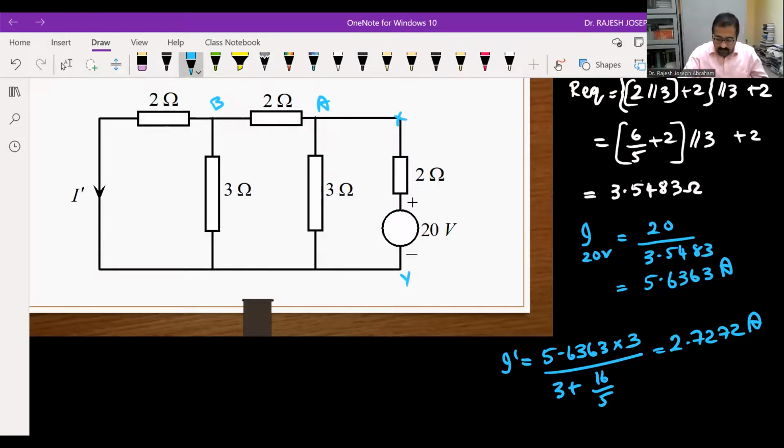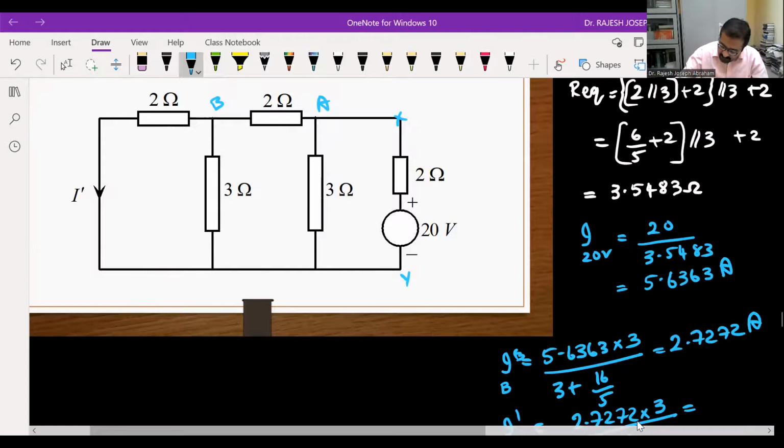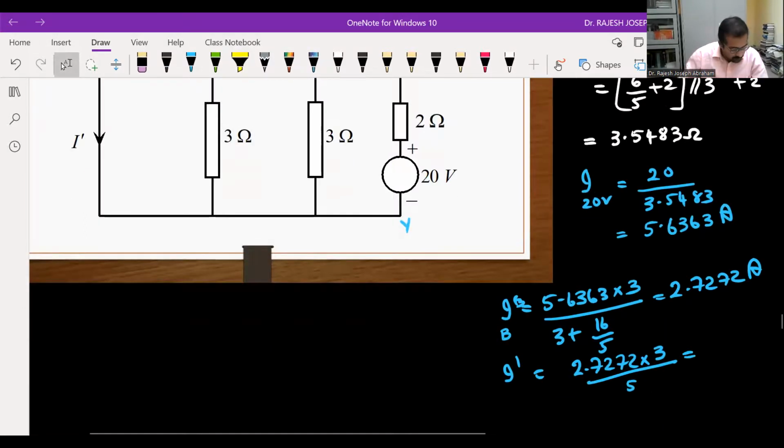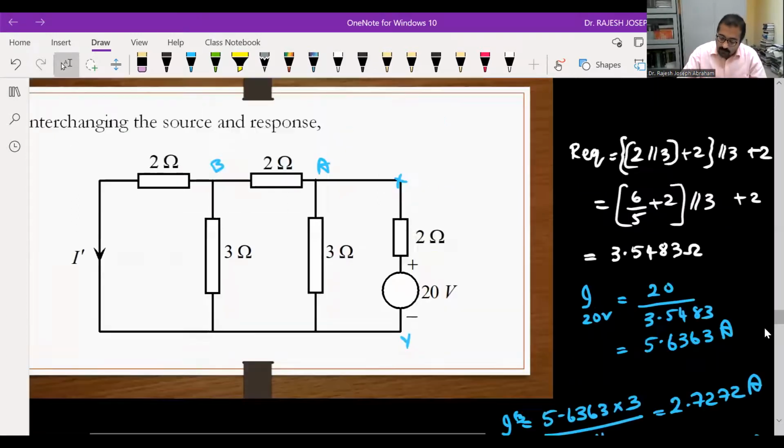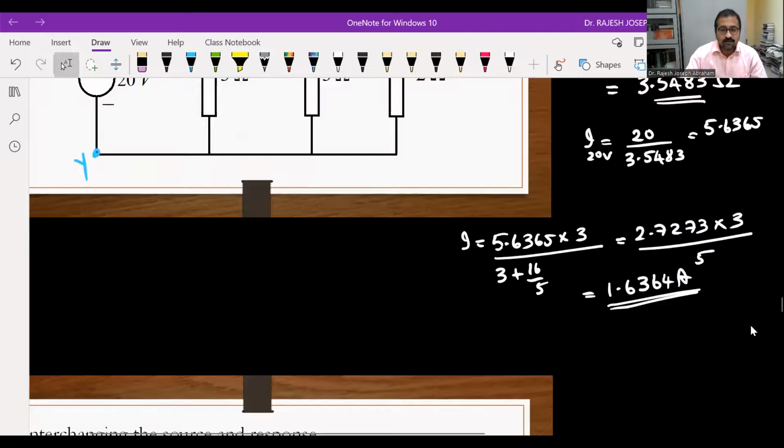Now, how will you find current I dash? IB, I will write, IB. So what will be current I dash? Current I dash will be, again, main current 2.7272 into, we want to find current through 2 ohm. So resistance of the other branch, that means 3 divided by sum of parallel resistances. You will get this as equal to 1.6363 amp. What was the previous value? Again, same thing, 1.6364 amp.